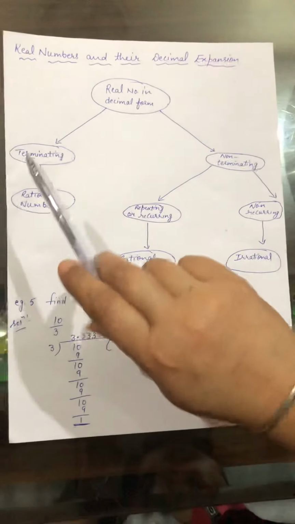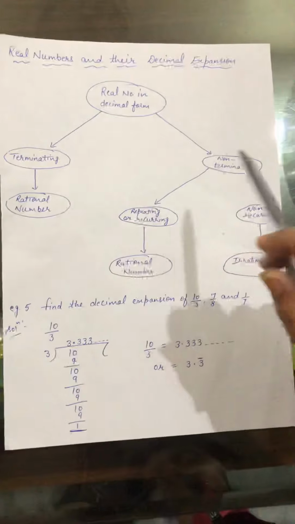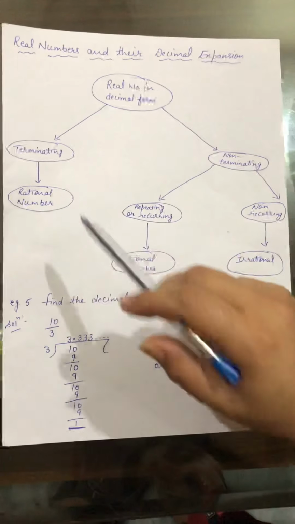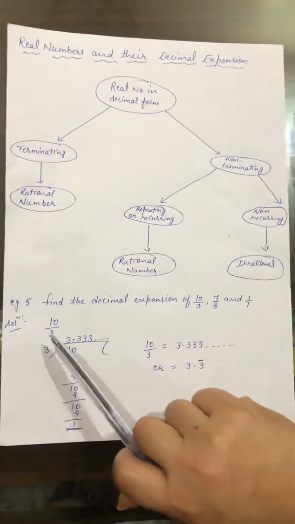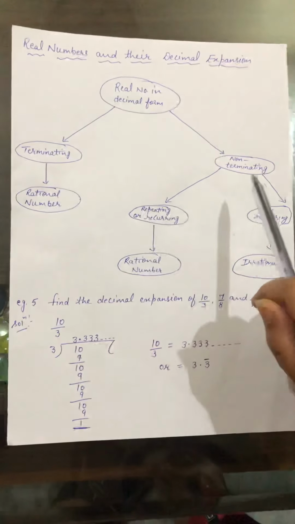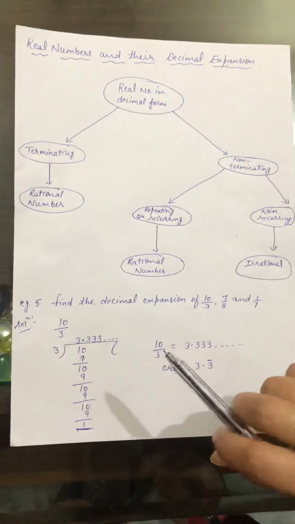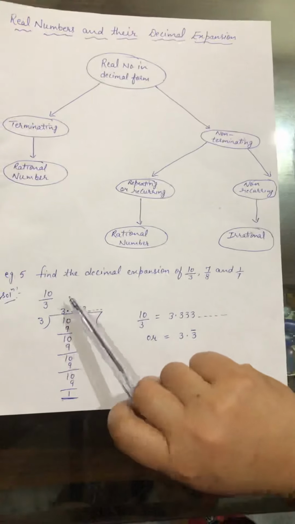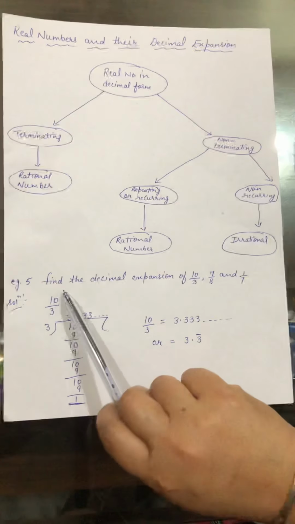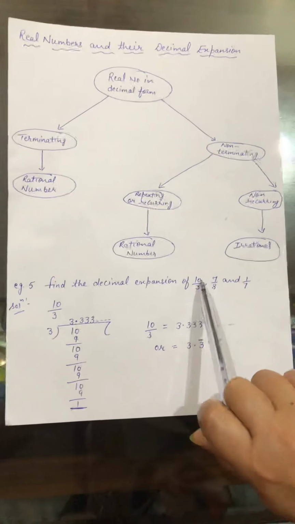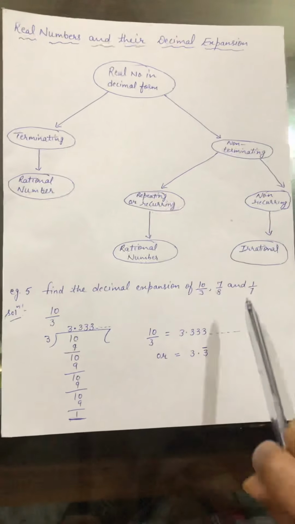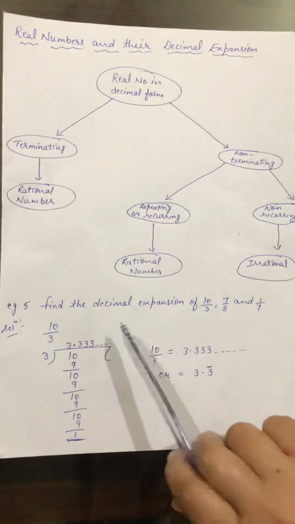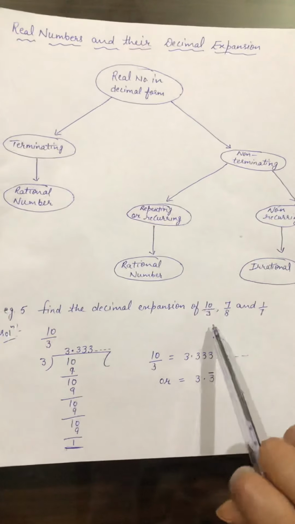Now, you may be unable to understand what is terminating and what is non-terminating. So, I am going to explain with the help of this example what is terminating and what is non-terminating decimal expansion. The example is: find the decimal expansion of 10 by 3, 7 by 8 and 1 by 7. So this is a simple division. You have to divide 10 by 3.